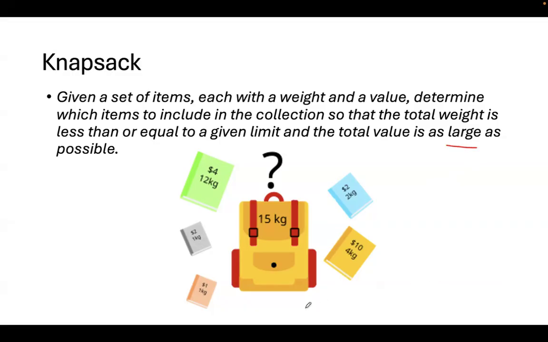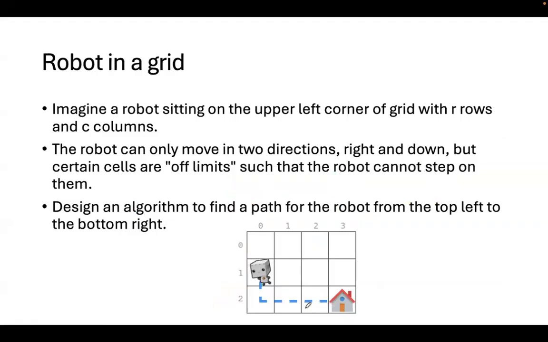So we'll look at this one later, but let's look at another one where let's imagine a robot sitting in the upper left-hand corner of the grid. So maybe we're up here. And this grid has R rows and C columns. And the robot can only move in two directions. So only right and down.